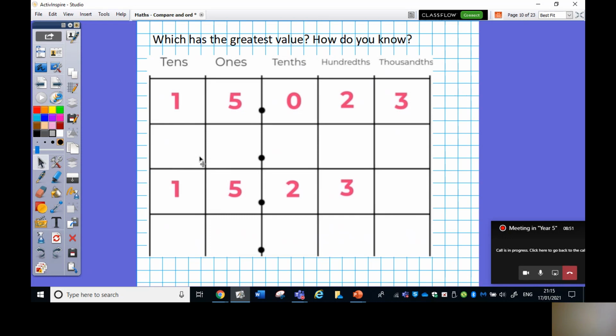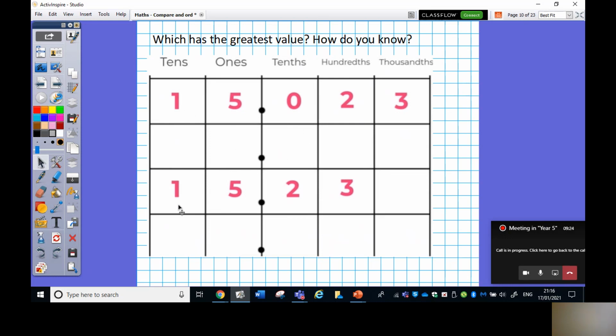Tell me. Okay, and how do you know? Tell me. Yeah, what can you see? Well, in the first number, I can see that they have 3 decimal places. In the second number, I can see that it has 2 decimal places. But just because this has 3 decimal places, it doesn't make it the greatest number. So let's take a look.